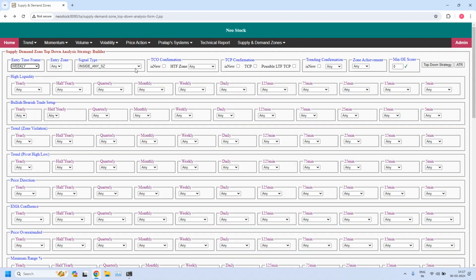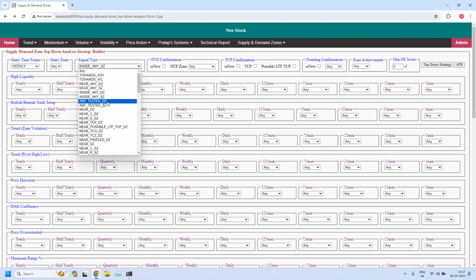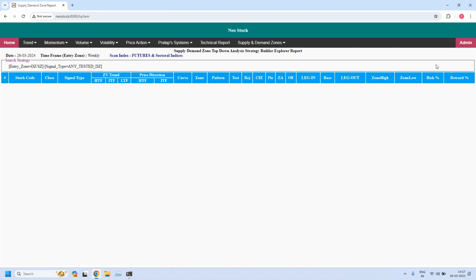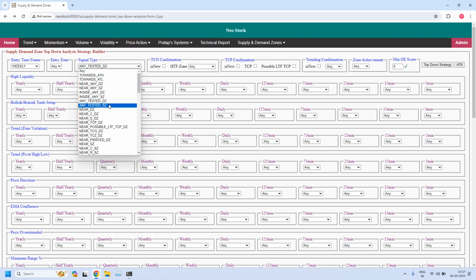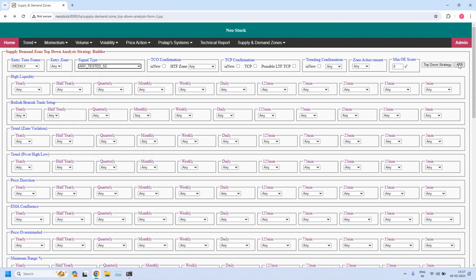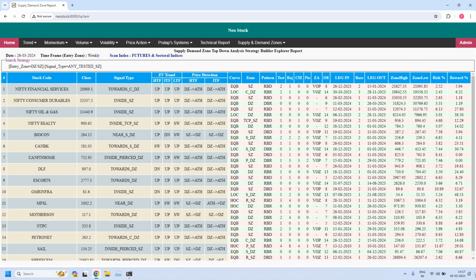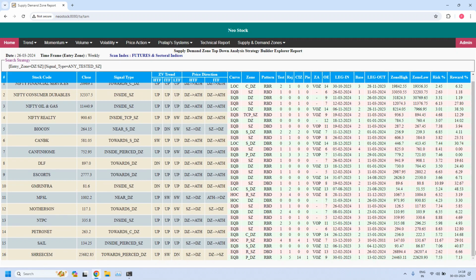For weekly time frame, let us find the tested zones, weekly demand zones during this week. So no weekly demand zones are tested during this week. Let me go back. For weekly time frame, let us find the tested weekly supply zones during this week. So total 16 supply zones are tested. So let me go back.